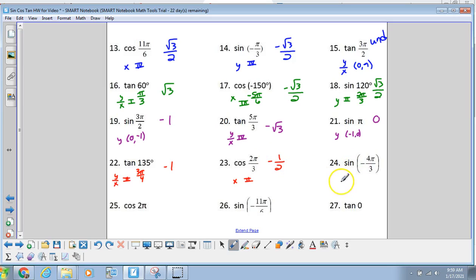Number 24, sine is our y value. Negative 4 pi over 3 is in the second quadrant. So our y value of our pi over 3 family in the second quadrant is positive root 3 over 2.